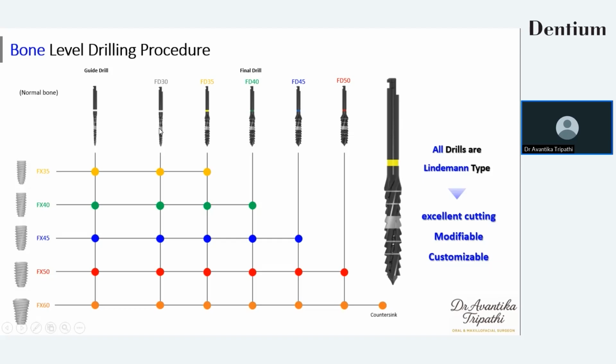There is no countersink drill like in Superline, as the implant threads are more aggressive, so a countersink is not required. The difference in the drill design is that all the drills of the Bright implant system are Lindemann drills. That means they are side cutting. They allow a more aggressive cutting of the bone.